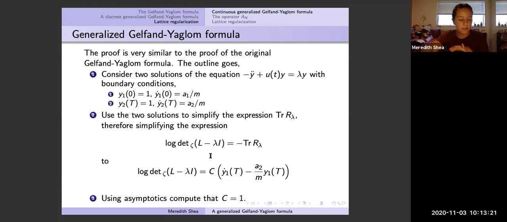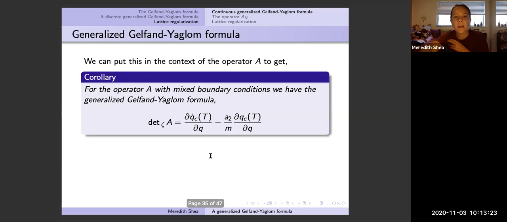So that's the generalized version there. And so we want to put it in context of the operator we really care about, which is A. And so if we consider specifically the operator A, we get this generalized Gelfand-Yaglom formula, which tells me the zeta regularized determinant of A is equal to this expression involving the derivative of QC with respect to Q and its derivative.